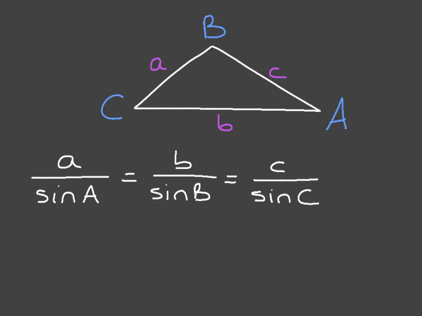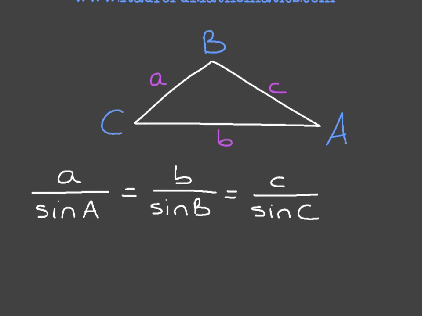Now, what is this actually telling us? It's telling us that if we take any side length, for example the side length a, and we divide that by the sine of its opposite angle A, then that has to equal the side length b divided by the sine of its opposite angle B. And that in turn has to be equal to the side length c divided by the sine of its opposite angle, capital C.